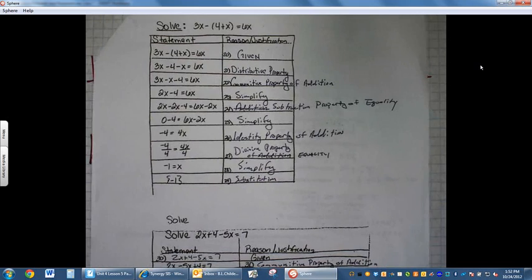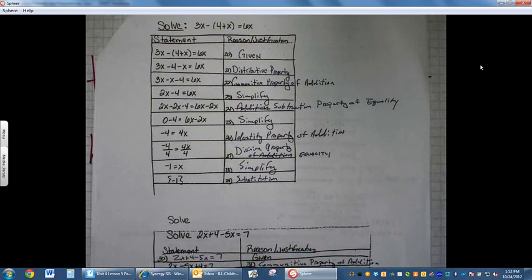Oh, I used paper teams. Those are the answers to the first one. Okay, we gave you the statement after the reason. The reason should read as such: given, distributive property, commutative property of addition, right? That's how we can shift.